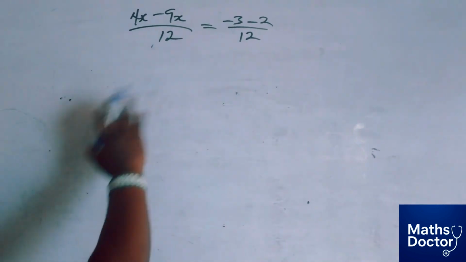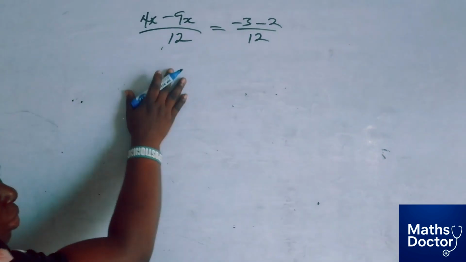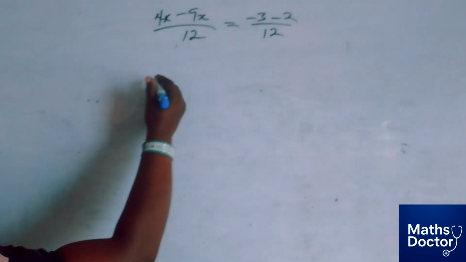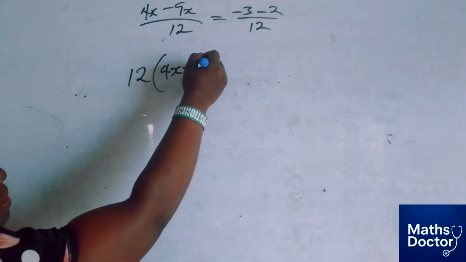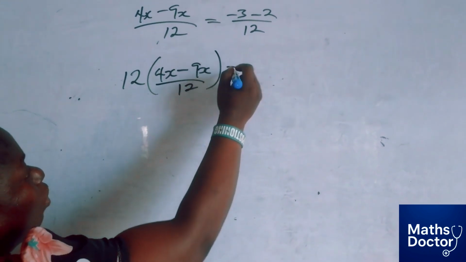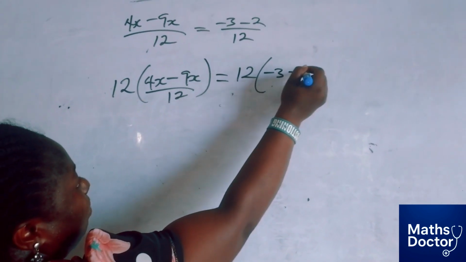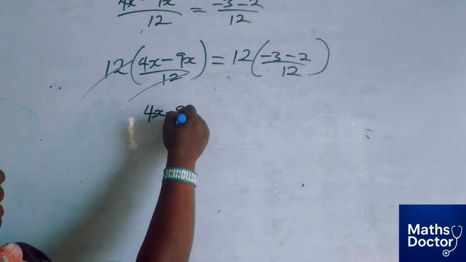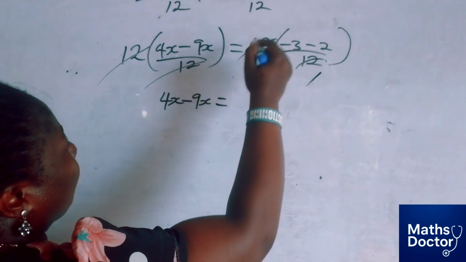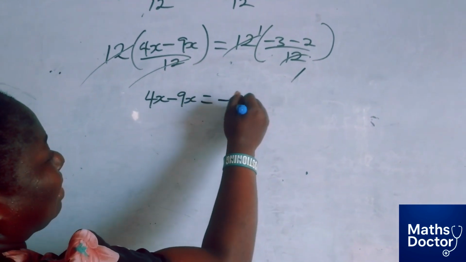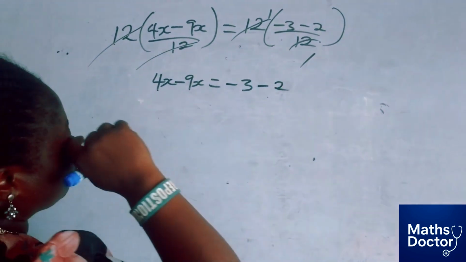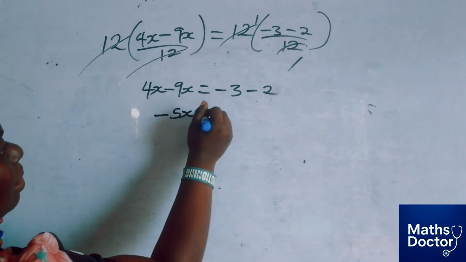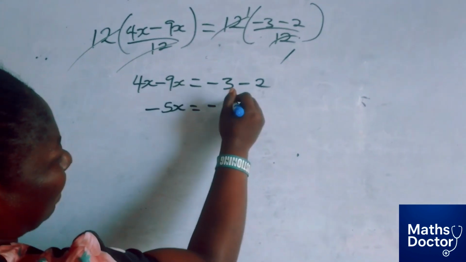Find the LCM. This one, the LCM is glaring, is 12. So multiply through by the LCM. Meaning this first fraction should be multiplied by 12 and the second one should be multiplied by 12. So we have 12 into bracket 4x minus 9x close bracket over 12 equals to 12 into bracket minus 3 minus 2 all over 12. 12 will go, 12 will go. You are left with 4x minus 9x equals to 12 here 1 and 12 here is also 1. Open the bracket, you have minus 3 and then minus 2. So we have this minus this, you'll be having minus 5x equals to minus 5.